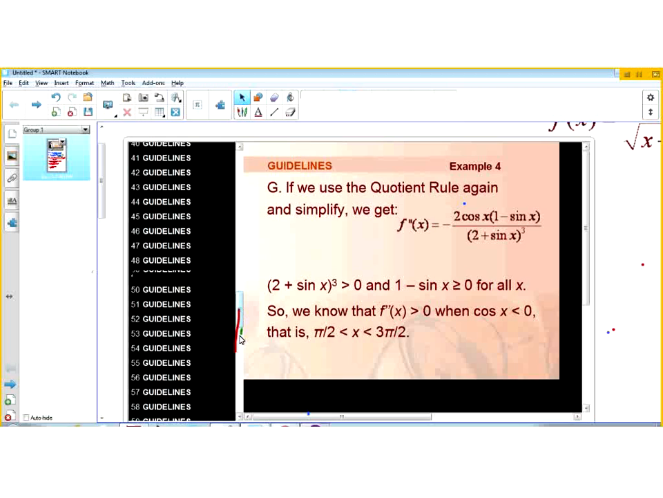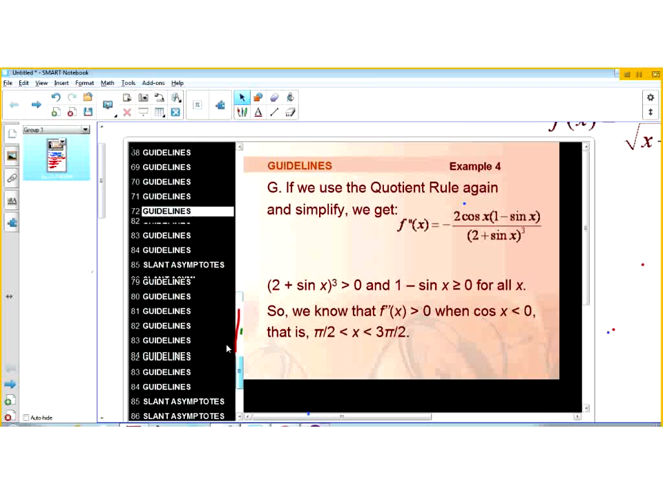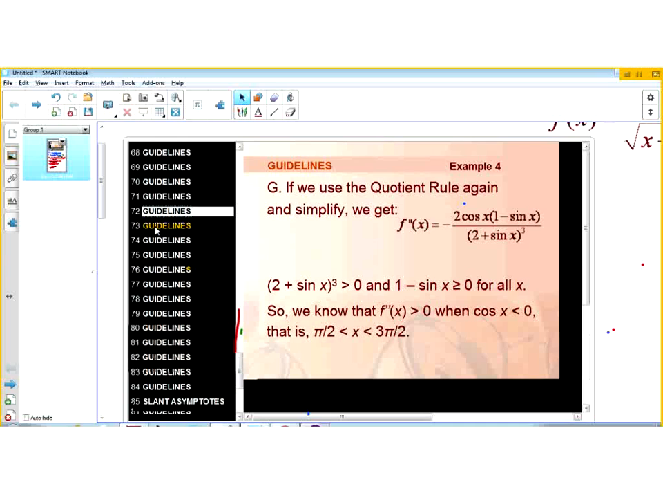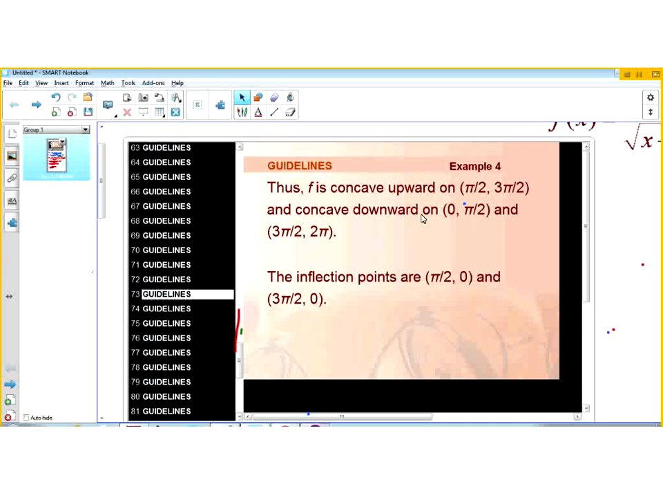All right, so what slide were we on? 70 something? 72, 73. So it's concave down and concave upward on 0 to pi halves and 3 pi over 2. Inflection points, of course. Oh, and these are the outputs at the inflection points.